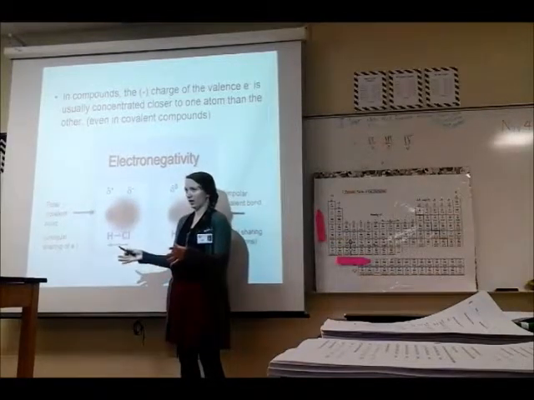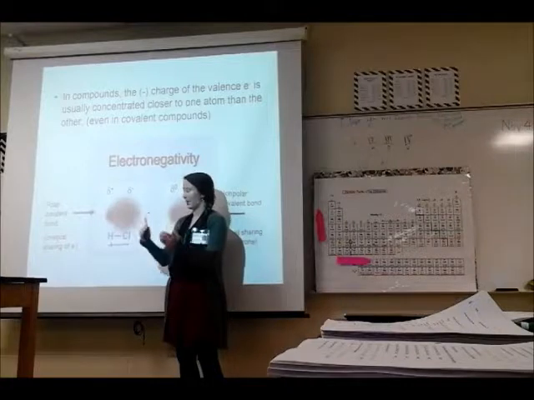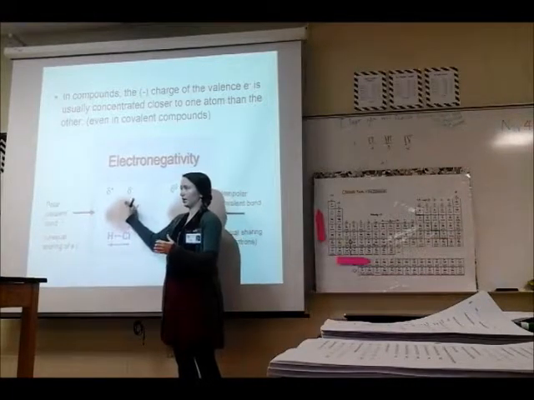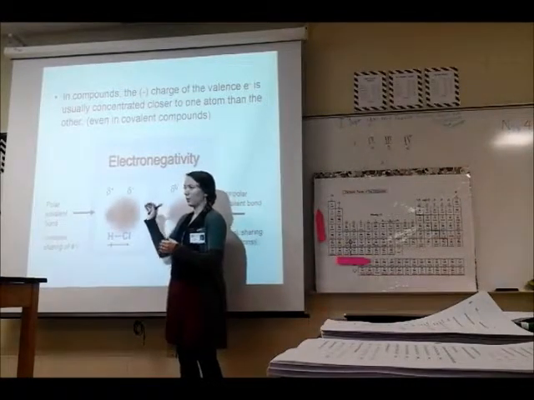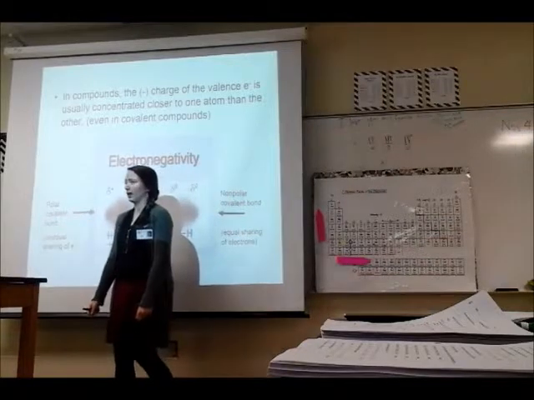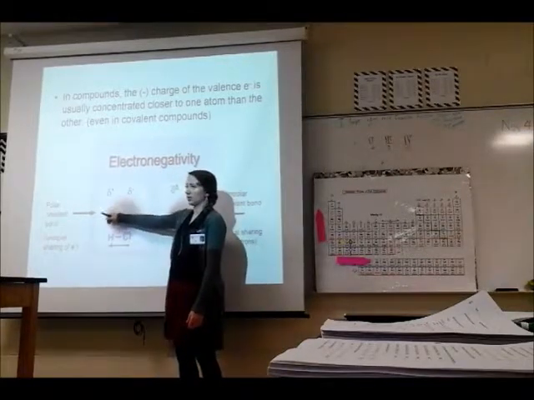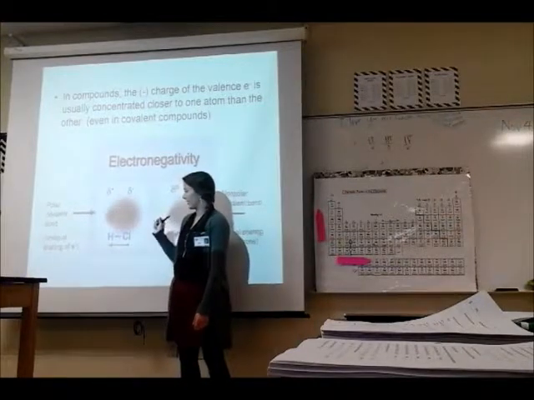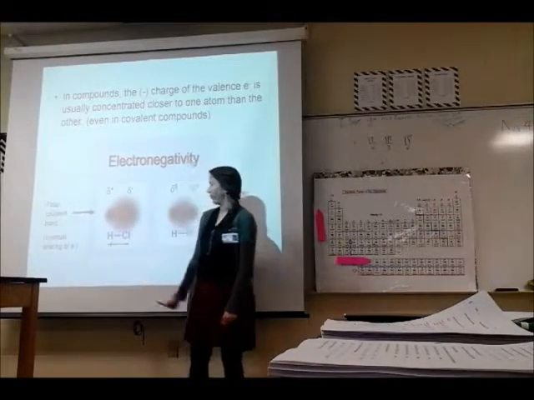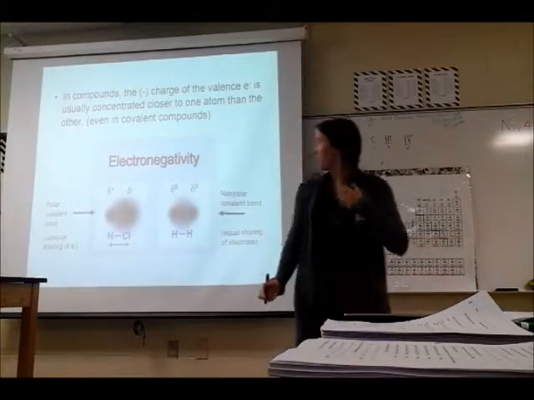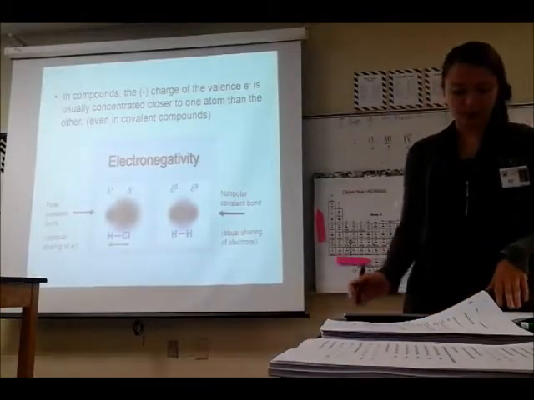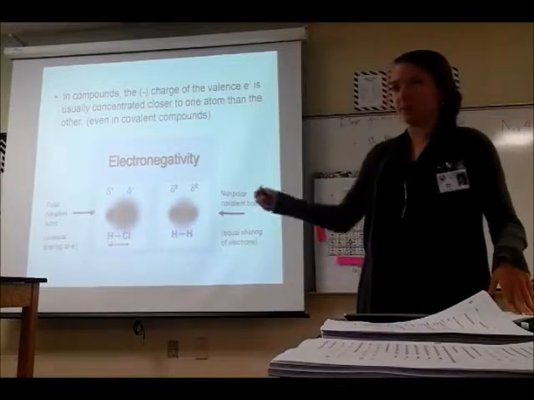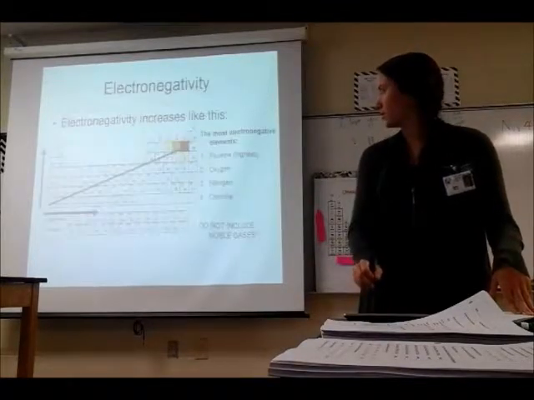It's not like ionic. It's not fully like positive or negative on one side. It's just, it kind of lingers over there. You know, you walk by something, you're just kind of looking at it a little extra long. It kind of just looks over there a little extra time. And so that's how we see our unequal sharing of the electrons in a polar covalent bond. And so that's how we see the electronegativity in our compounds.